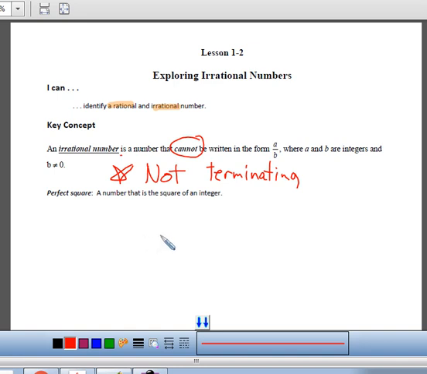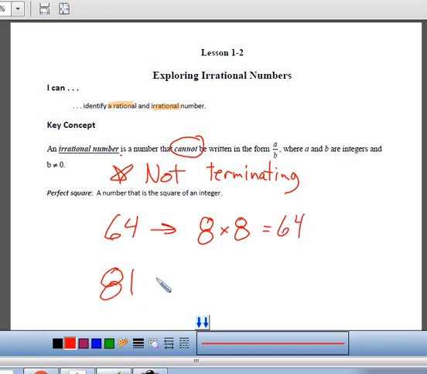A perfect square is a number that is a square of an integer. We've talked about perfect squares in math. You've experienced them before. 64 is a perfect square because I can do 8 times 8, so a number that is the square of an integer. So 8 times 8 is equal to 64. 81 is a perfect square because 9 times 9 is 81. And we'll be practicing our perfect squares in math so you become experts at it. The more perfect squares you know, the better at this unit you will be.